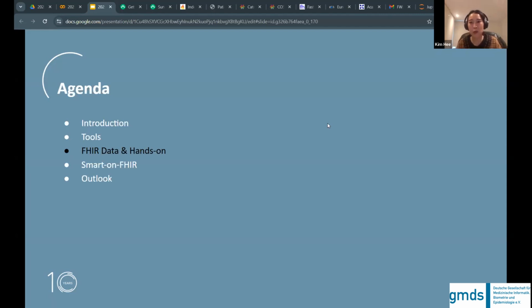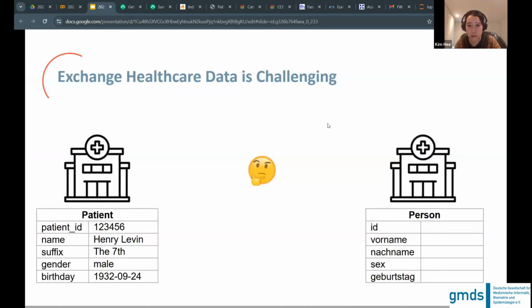Every hospital has their own ERP, EHR system, and you have different data models to store and process the data. I'm not talking about regulation issues. Regulation is another layer. Just think about the technical challenge. This is a good example. So you can see two hospitals, and they want to store patient data in different table schemas.